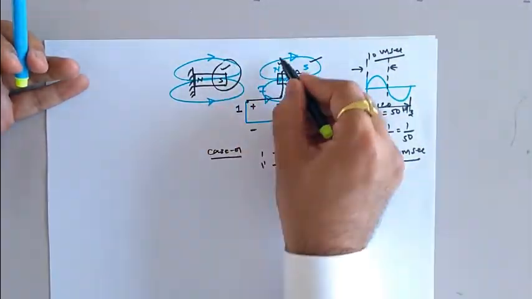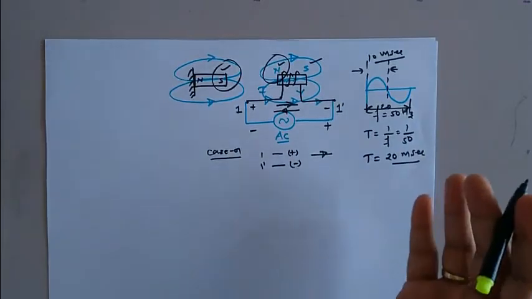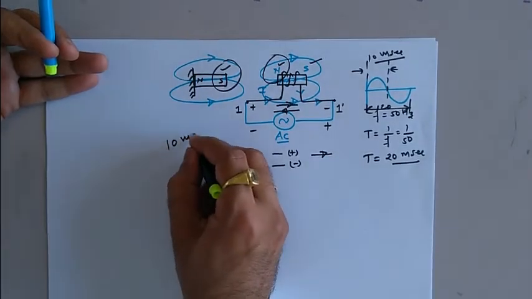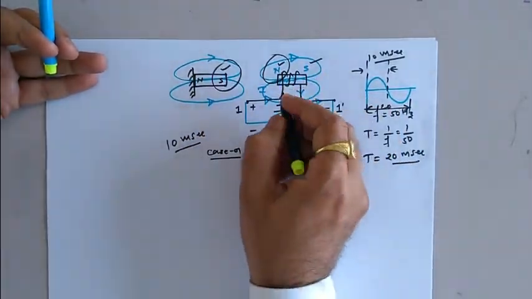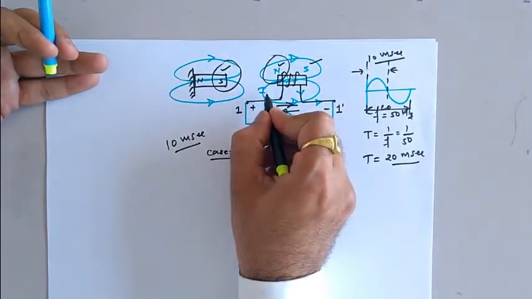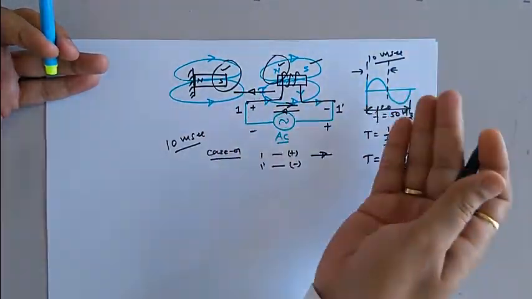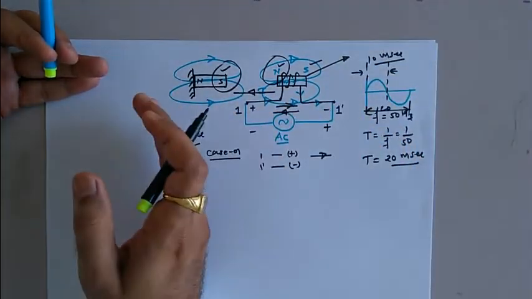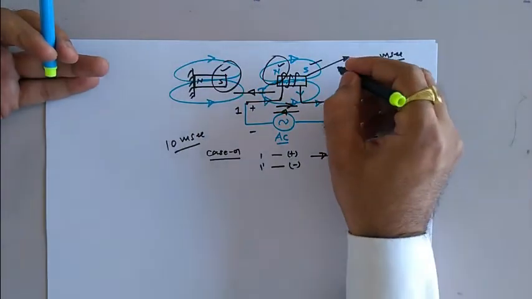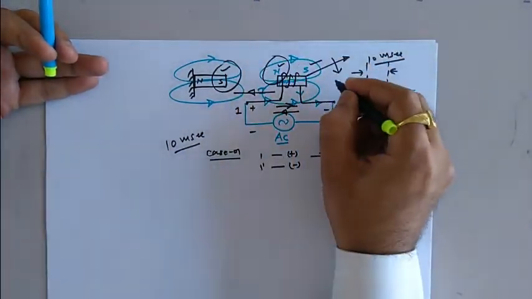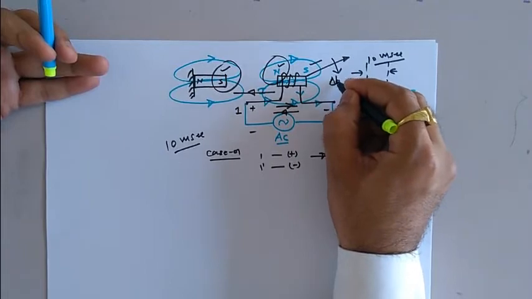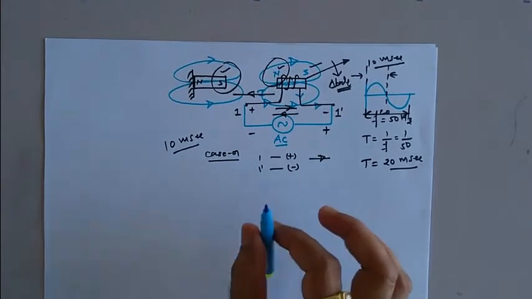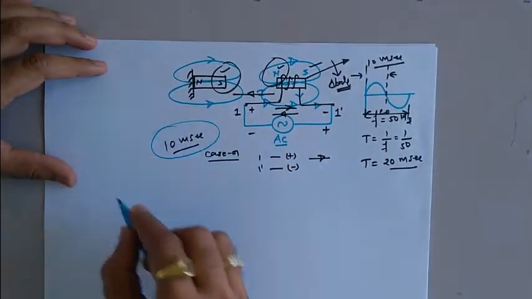So see here, this is south and this is north, so there will be a force of attraction. So I can say that in first 10 millisecond, this moving coil will experience a force of attraction and it will try to move towards the permanent magnet. And suppose if you connect a pointer over here, depending upon the force of attraction, let us consider that this pointer will experience the direction in clockwise sense.